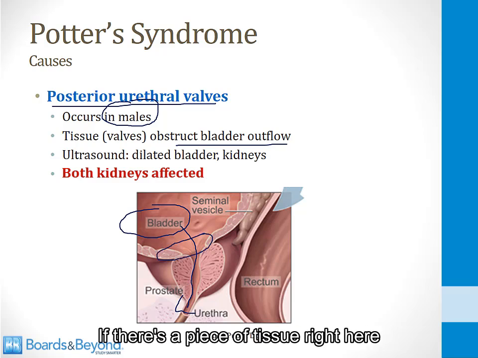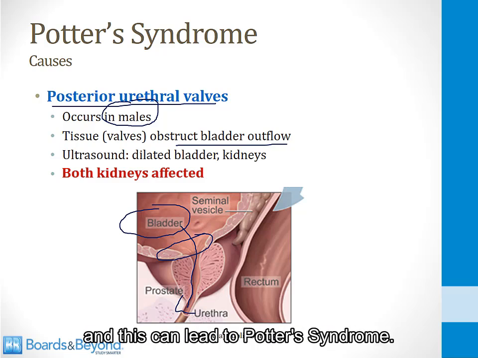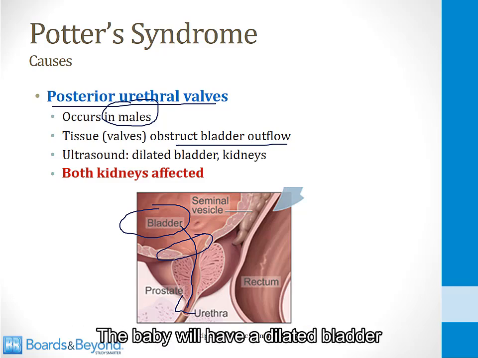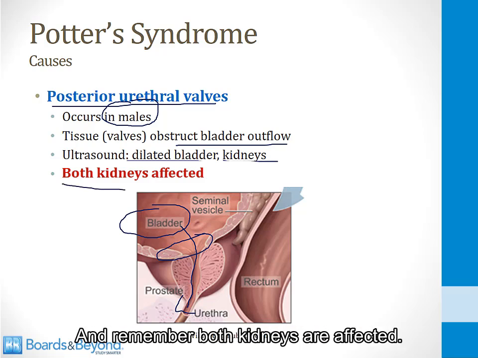If there's a piece of tissue right here, then urine cannot leave the bladder, and that will lead to fullness of the bladder and swelling of both kidneys. This is called a posterior urethral valve, and this can lead to Potter syndrome. This is often detected on prenatal ultrasound. The baby will have a dilated bladder, and both kidneys will be dilated as well. And remember, both kidneys are affected.